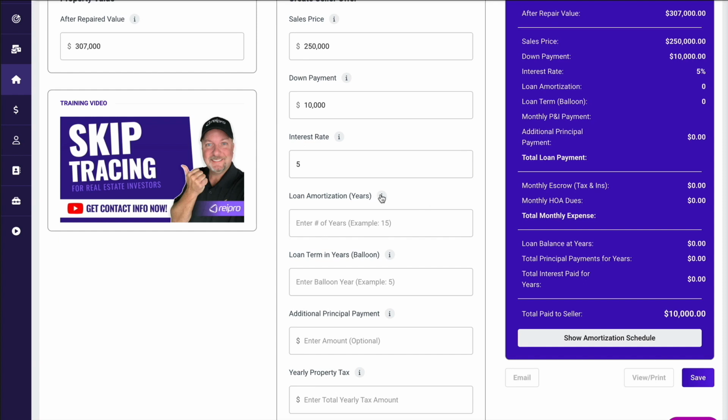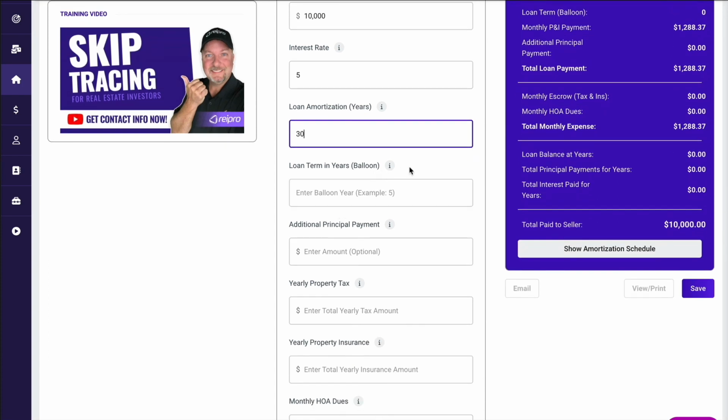So the next one is loan amortization. What is the length of time used to calculate this monthly payment? Now, traditional mortgage, when you go to the bank, it's generally 30 years. And that's going to keep that monthly payment down as low as possible. And of course, that's what we would want. So I'm going to put in the number of years as 30.